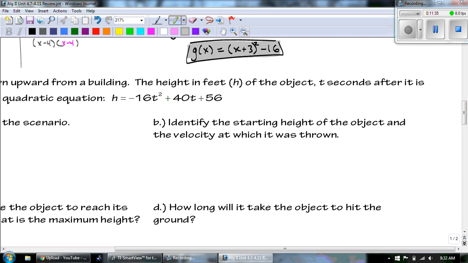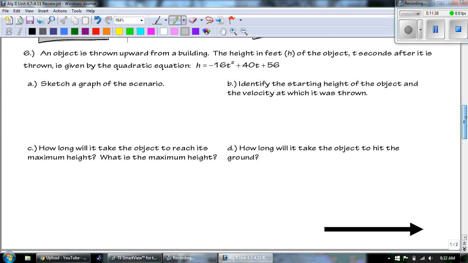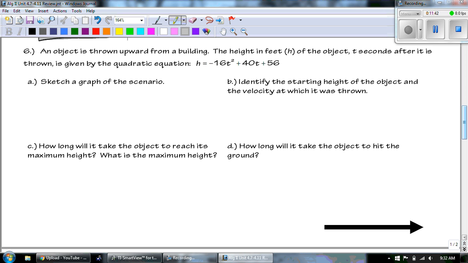All right. Last question for this video is number 6. We have an object thrown upward from a building, and the height in feet, h, of the object t seconds after it's thrown is given by the quadratic equation h equals negative 16t squared plus 40t plus 56. Okay, so the first thing we have to do is sketch a picture of this. So we have a building. There we go, it's got some windows on it. And they say that an object, so someone's up here and they threw an object and it goes crash. Okay, so that's my sketch of what happened.